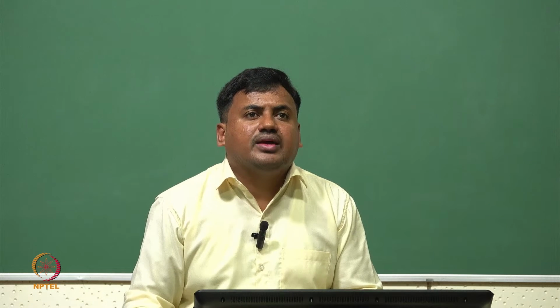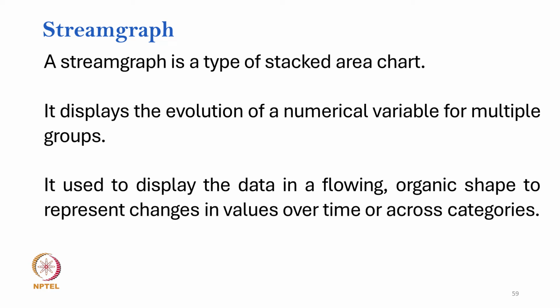Stream graphs. A stream graph is a type of stacked area chart that displays the evolution of numerical values for multiple groups. It displays the data in flowing organic shapes to represent the change in values over time or across categories.